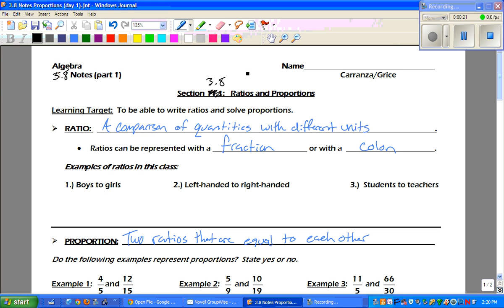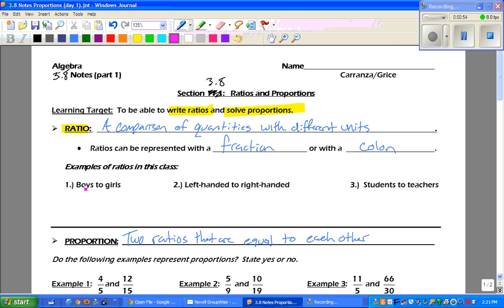Okay, today we're going to be talking about ratios and proportions. After today, you should be able to write ratios and solve proportions. To get started, let's first talk about a ratio. A ratio is a comparison of quantities with different units. Ratios can be represented with a fraction or with a colon.